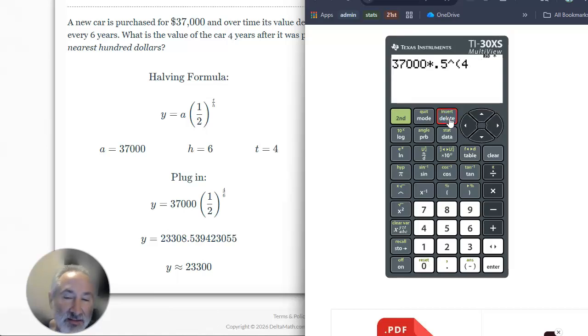Let's go back like this. Let's say that I don't put the parentheses and I just do 4 and then I say divided by 6. And then I hit enter. Let's look at the result, okay? Now I'm going to do 37,000.